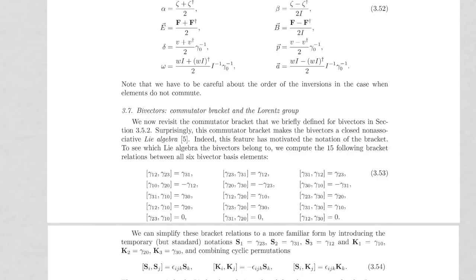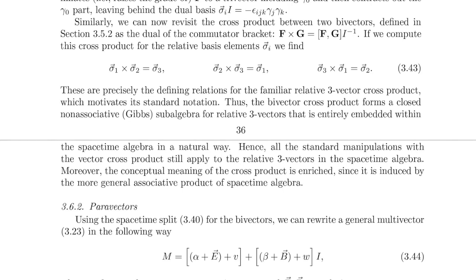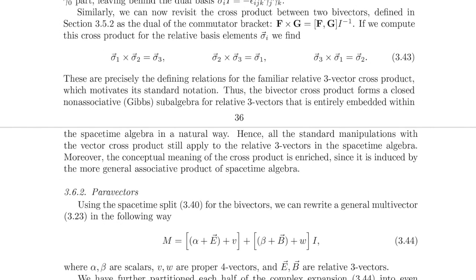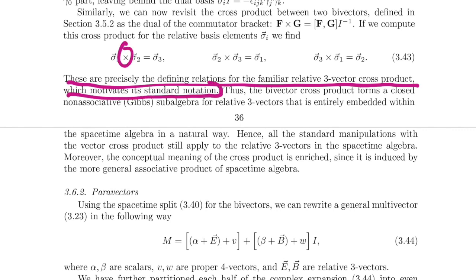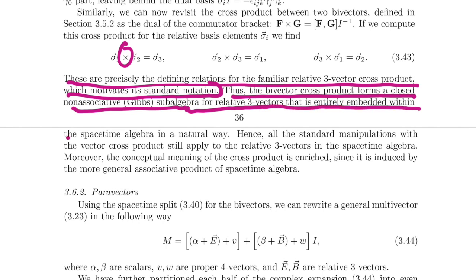And the reason we do this is because we're trying to show that all of our math that we've done in the past exists in the formalism of geometric algebra. So that's kind of fun. That's totally cool. These are precisely the defining relations for the familiar relative three-vector cross product, which motivates its standard notation. That's why they're notating it this way. Thus, the bivector cross product forms a closed, non-associative Gibbs subalgebra for the relative three vectors that is entirely embedded within the space-time algebra in a natural way.